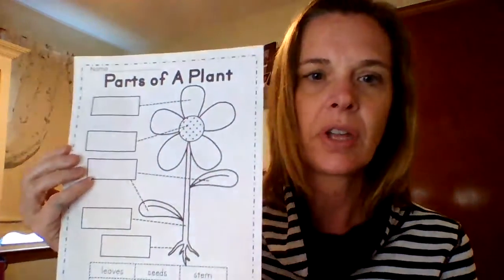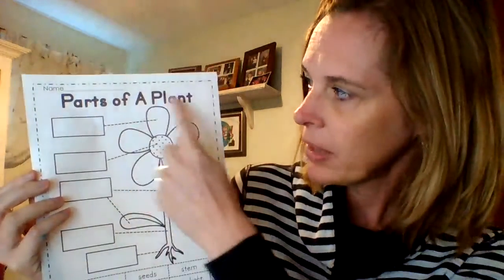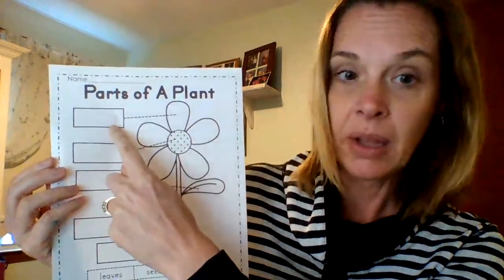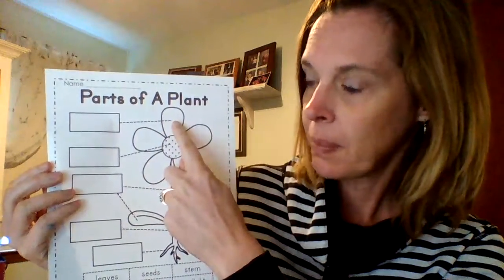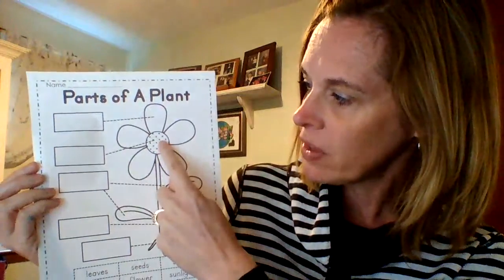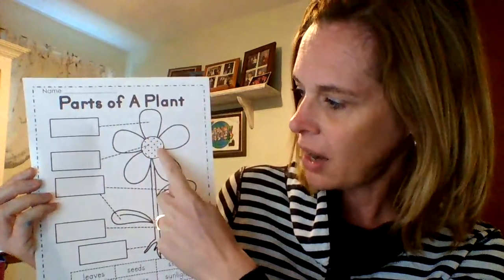Now, after you do your book about learning about the parts of a plant, and you practice your reading superpowers, you might want to spend a little bit of time with this. This is a fun thing where you can think about the parts of a plant. Parts of a plant. Here's a place to make a label. Petals. We talked about the inside of the flower is where the seeds are.